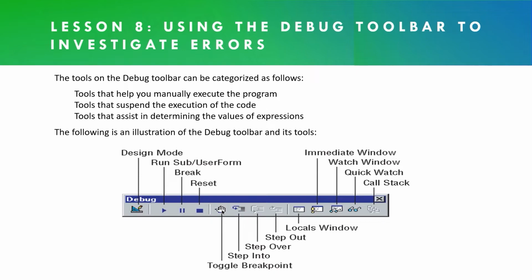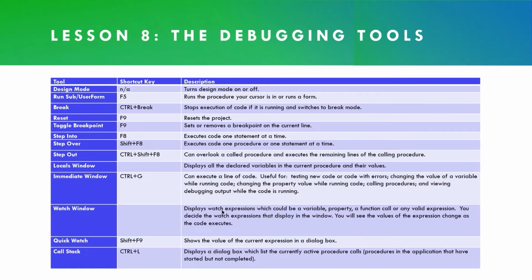And then you have your windows group. So you have a locals window, immediate window, watch window, quick watch. And those are used to determine the values of expressions. I have a slide here that has all the details, including the shortcut keys for the options on the debugging toolbar.